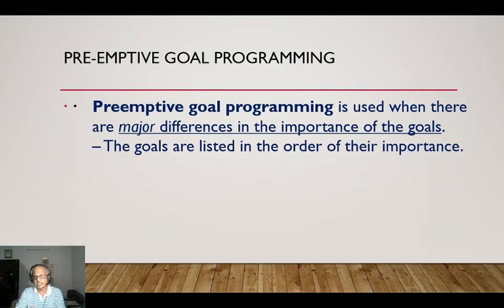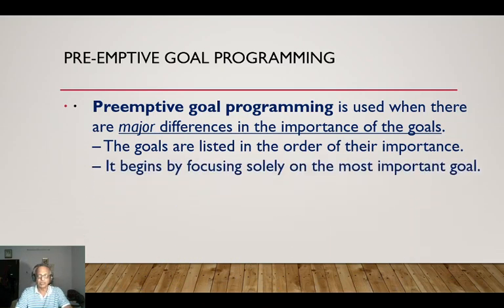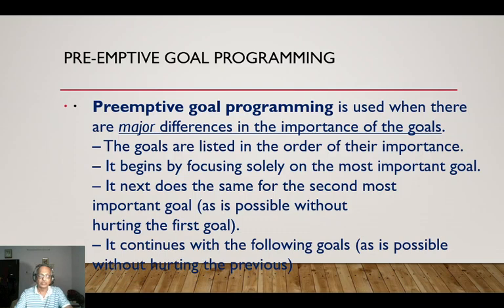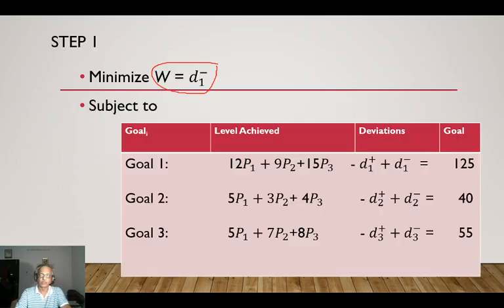The goals are listed in the order of their importance. It begins by focusing solely on the most important goal. It next does the same for the second most important goal, and then it goes to the third goal and then the fourth goal, like that. Now in this example we'll see how it goes from the first goal to the fourth goal. So the first goal is minimize W equal to D1 minus.